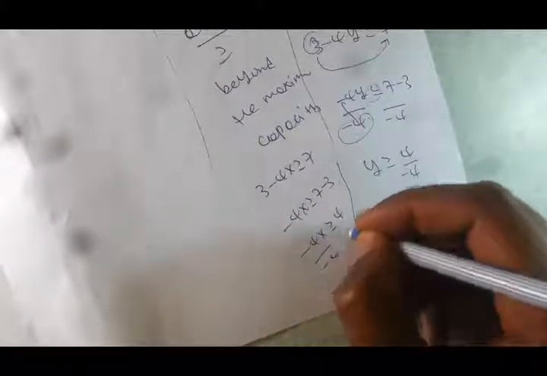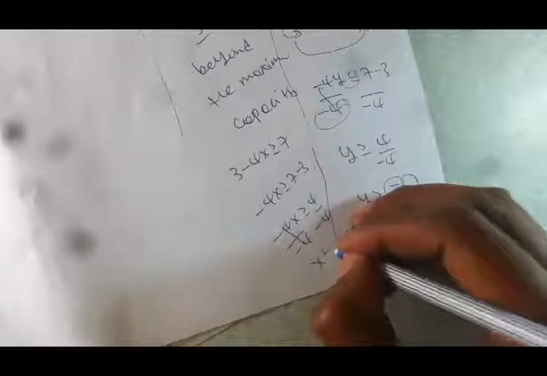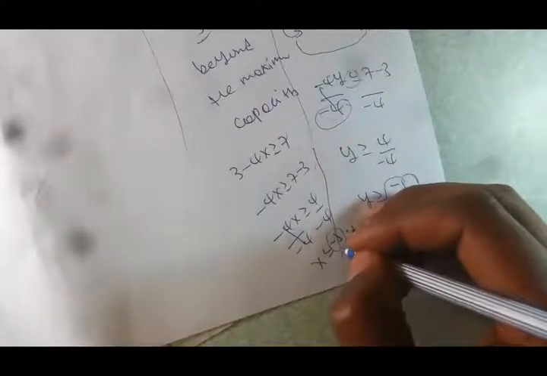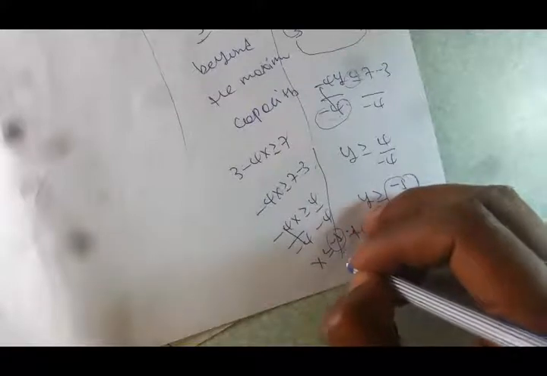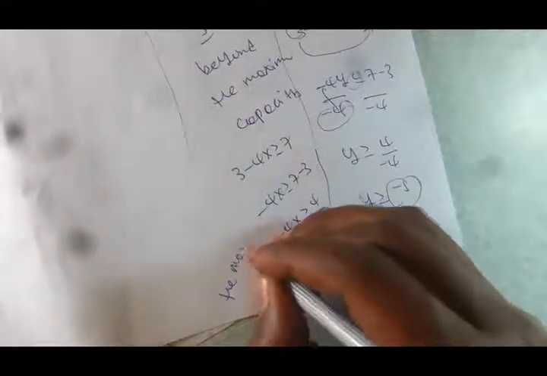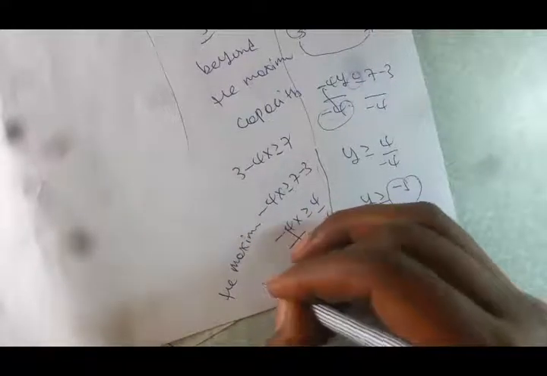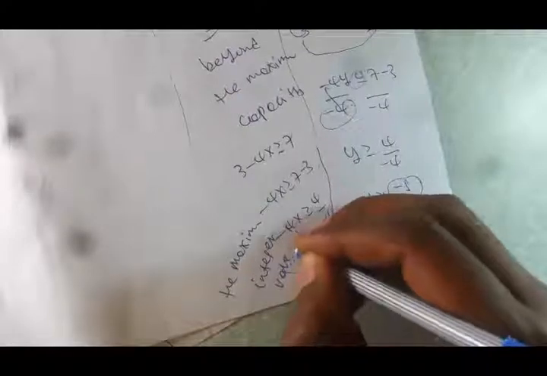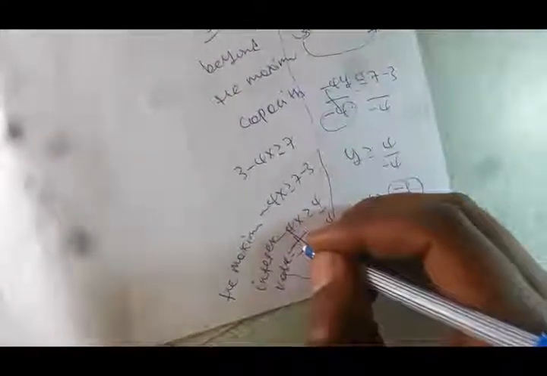When we divide by negative 4 on both sides, we already talked about it, the sign will change and it becomes less than or equal to minus 1. Therefore the maximum integer value will be minus 1.